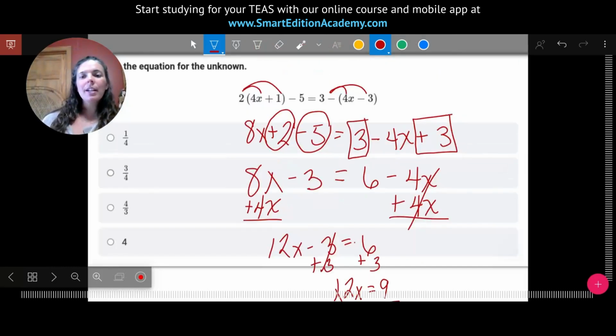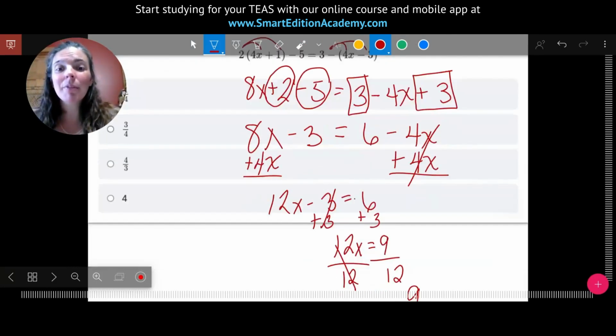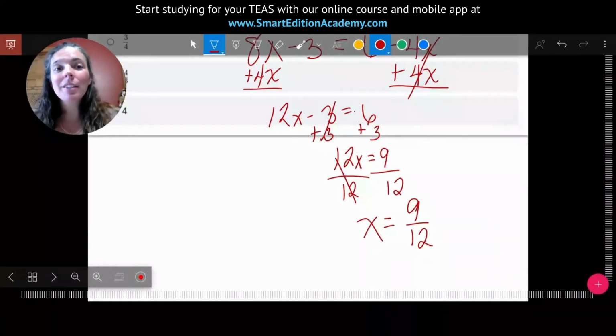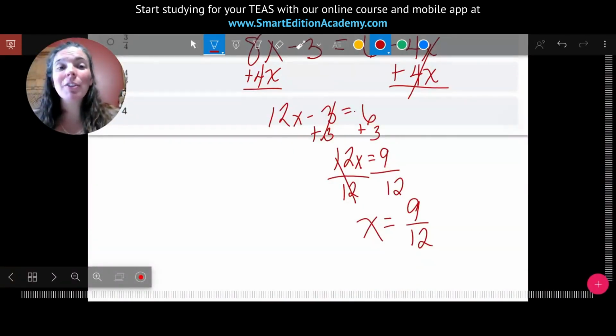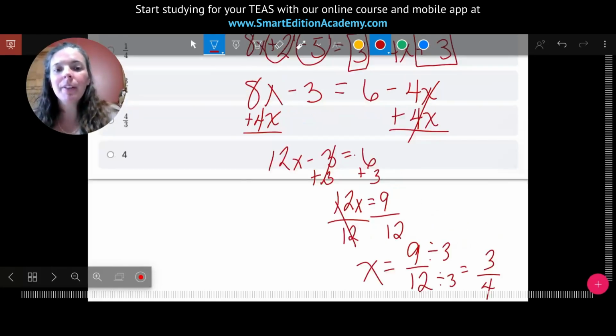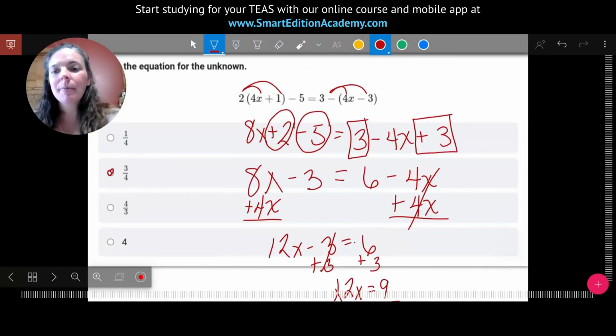Notice how that does not match up perfectly with any of my answers. Okay, it looks like I need to simplify 9 over 12. This is just a nice reminder that the foundational skills that we have for math, like with fractions, with decimals, are still going to be very important as we are solving equations and working with more complex topics in algebra. So in order to simplify this fraction, I'm looking for a common factor. I can divide each of these by 3, and it should simplify to 3/4. So let's see, 3/4. There it is.